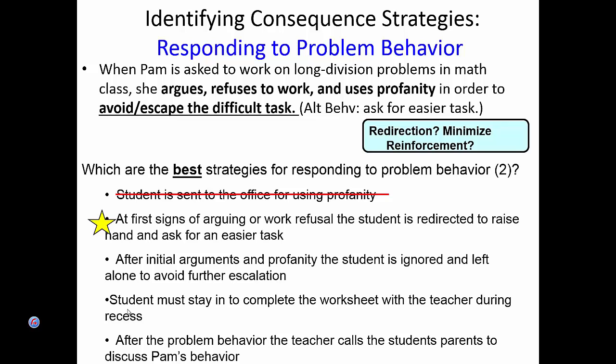So I'd say that's a pretty good strategy, right? That's our redirection example. That's a classic redirection example. So it's a redirection to the alternative behavior, raise your hand and ask for an easier task, and we're doing that at the very first signs of arguing and work refusal. So that one's very good.